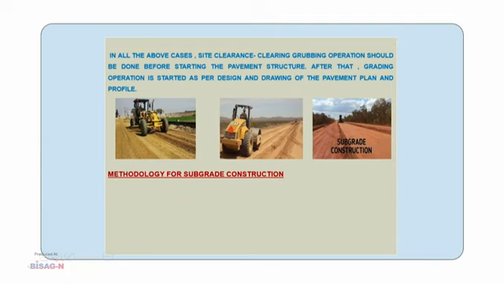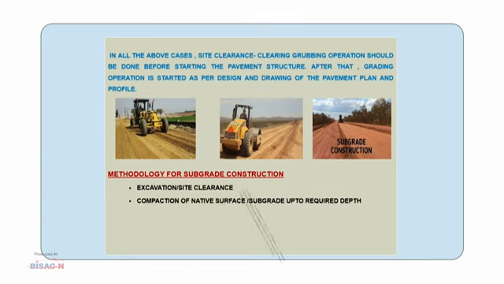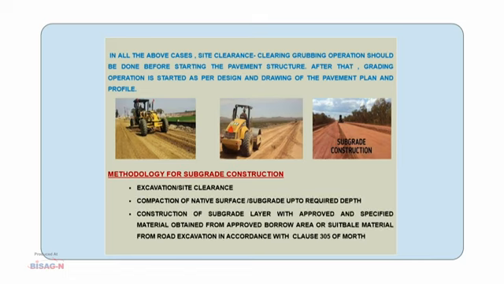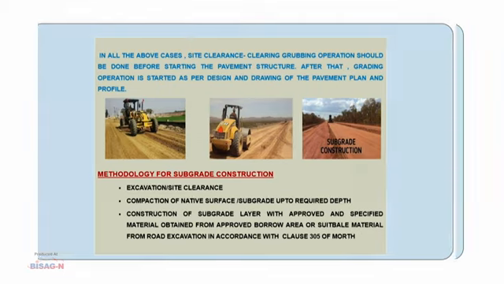So, what is the methodology for the subgrade construction? First, we will start from the excavation while doing any type of work, so preparatory work will be there. While doing the preparation of subgrade, first of all we will start the site clearance, excavation, compaction of the native surface, subgrade up to required depth, construction of subgrade layer with approved and specified material obtained from approved borrow area or suitable material from road excavation, in accordance with clause 305 of the MORTH.